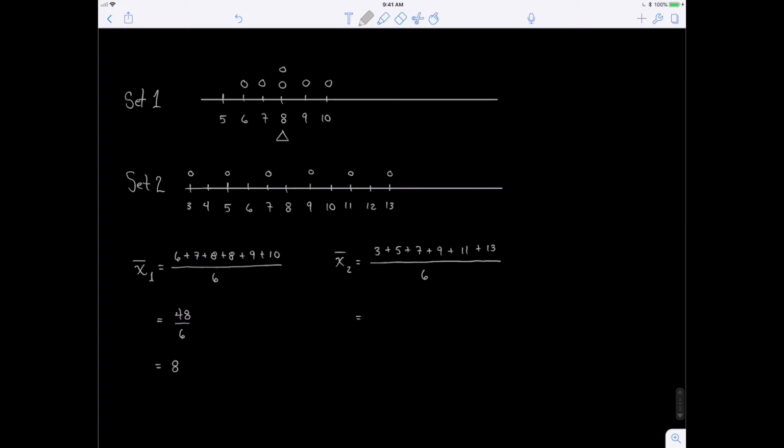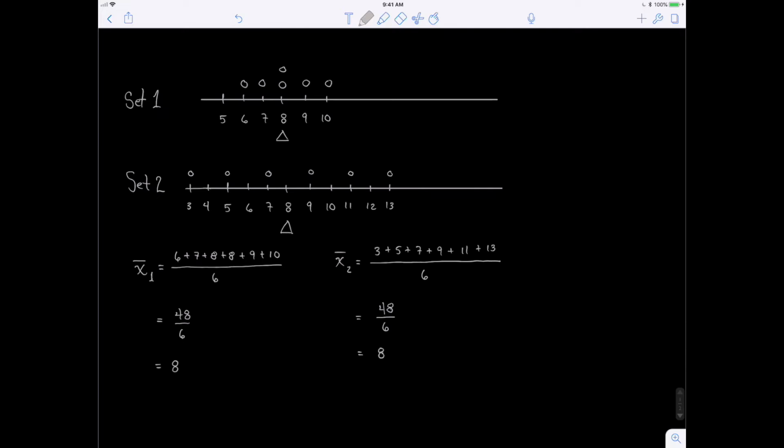3 plus 5 is 8, 8 plus 7 is 15, 15 plus 9 is 24, 24 plus 11 is 35, plus 13 is 48. Well, look at that. They both have the same means. What does this mean? Clearly the data sets are different, and if I described the two sets to you by only giving you the mean, that wouldn't be very meaningful.